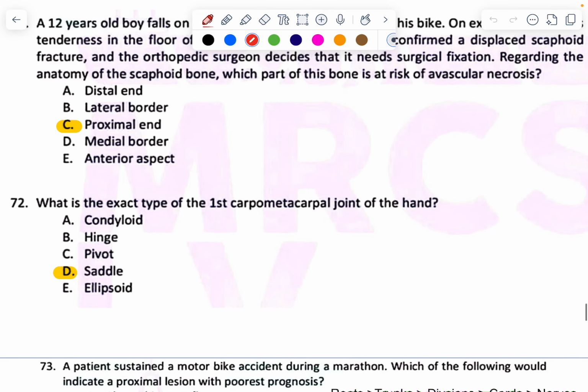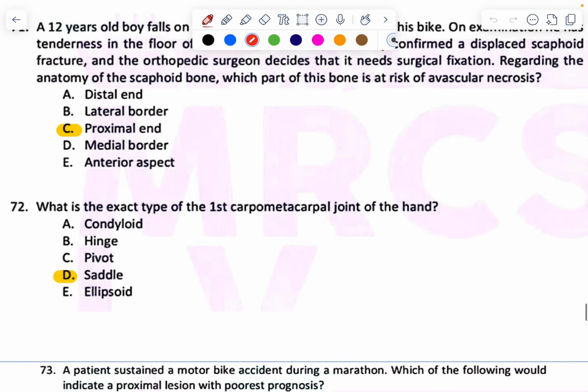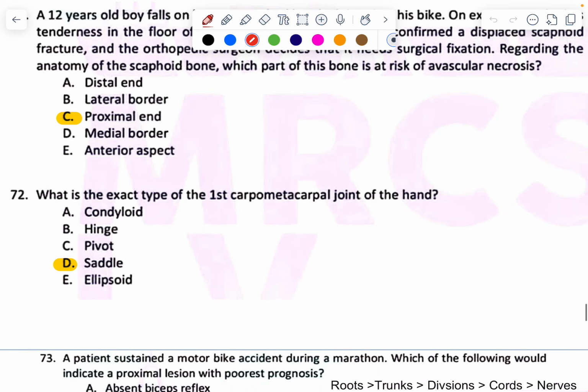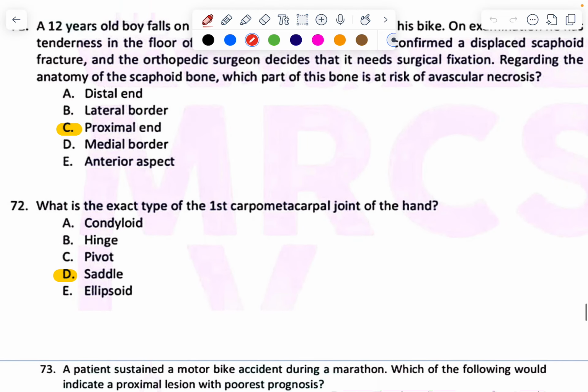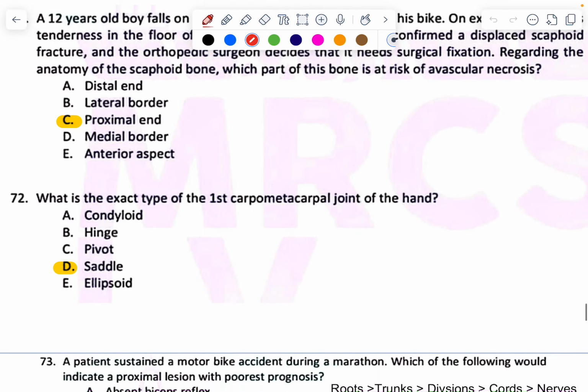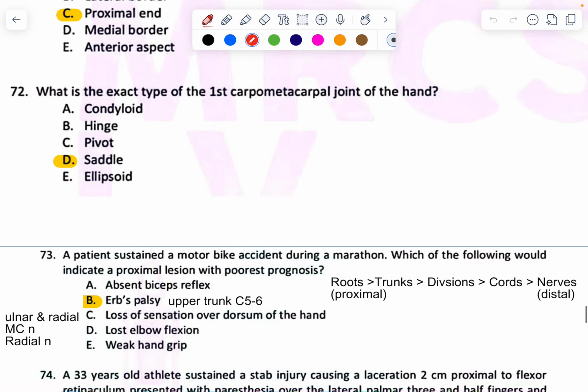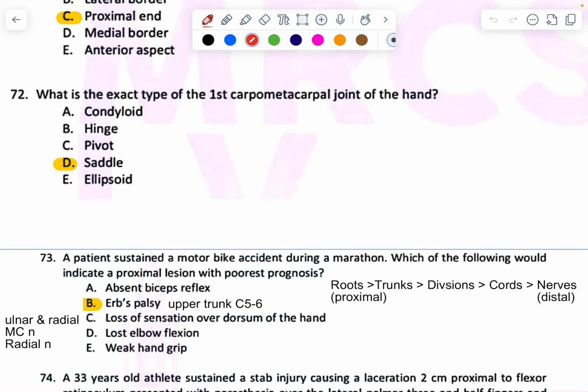The patient sustained a motorbike accident. Which of the following indicates a proximal lesion with the poorest prognosis? Erb's palsy has got a poor prognosis.